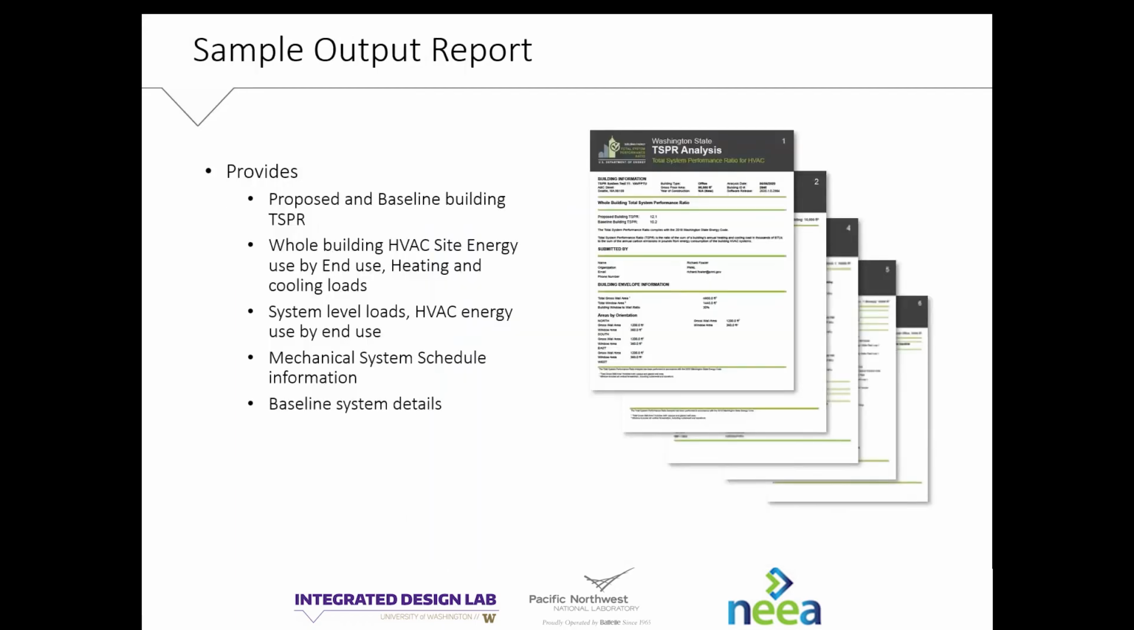The PDF report, in addition to the proposed and baseline building TSPR, includes additional information about the building. It includes the whole building HVAC site energy use by end use, the heating and cooling loads for both proposed and baseline. For each unique system in the building, it also reports the system level loads for all HVAC end uses and the heating and cooling load for that system. The mechanical system schedule information is also reported as defined by the user in the tool.